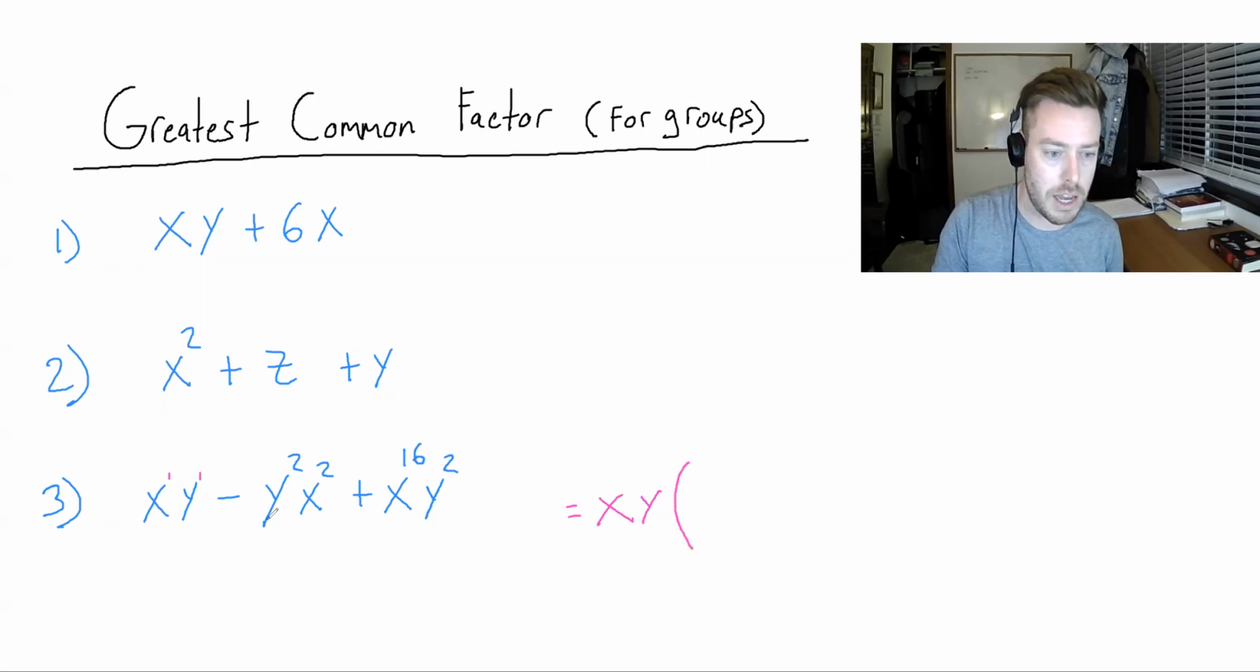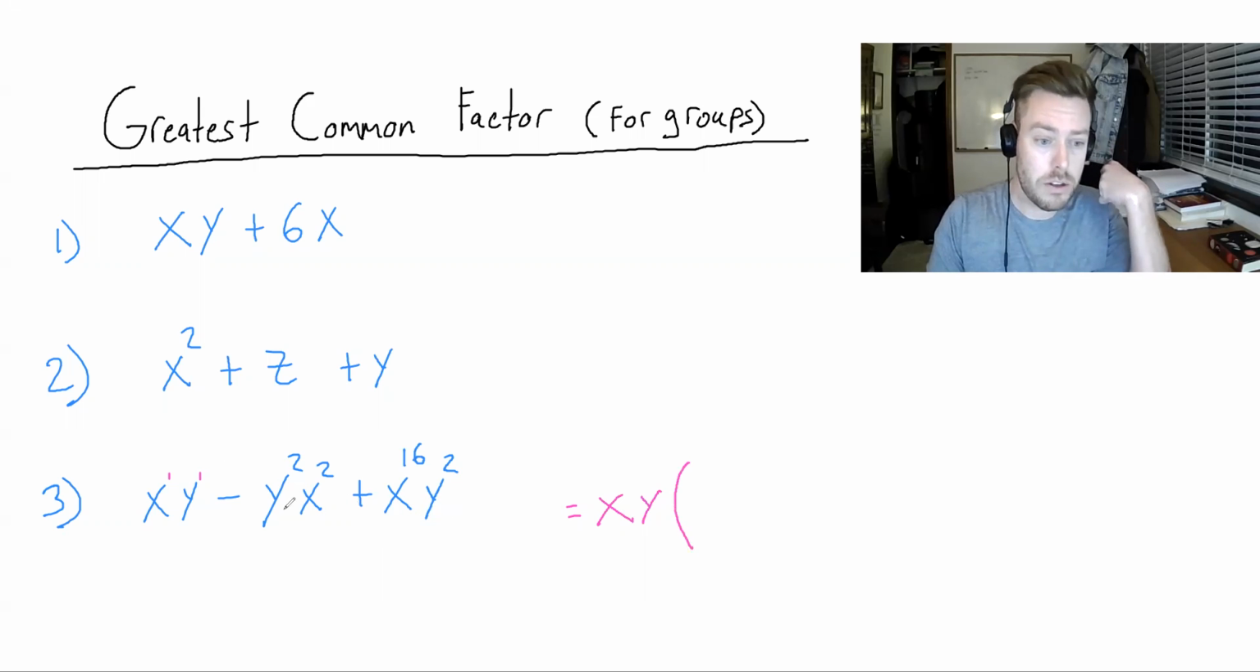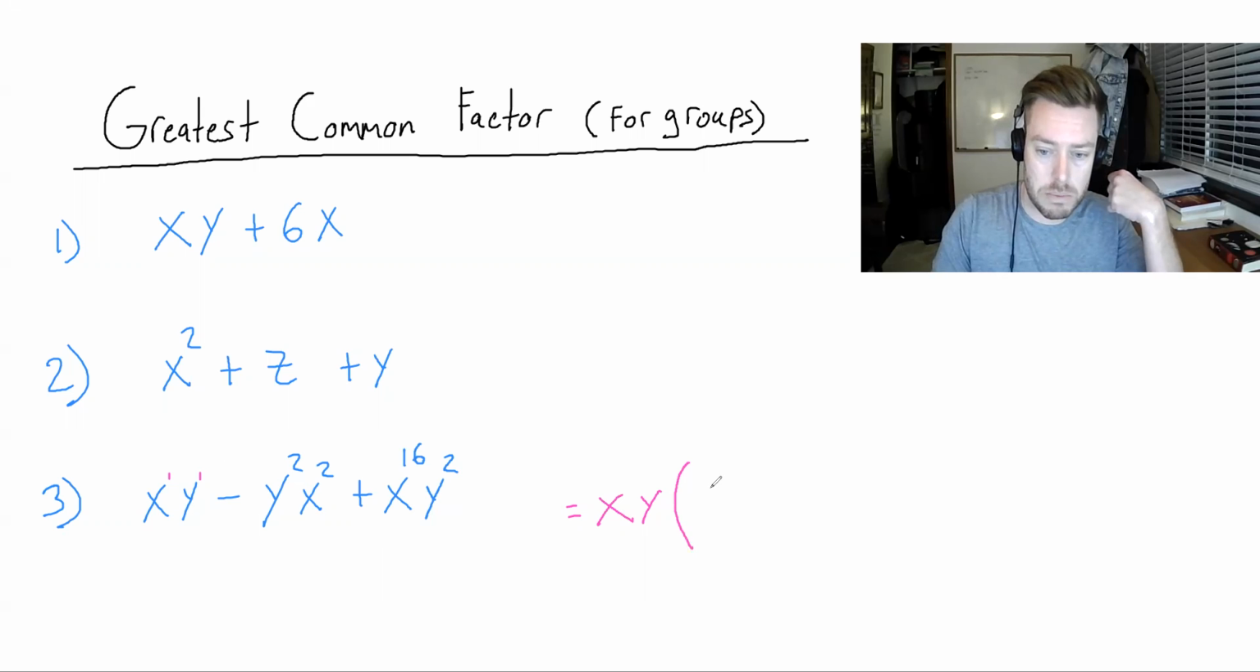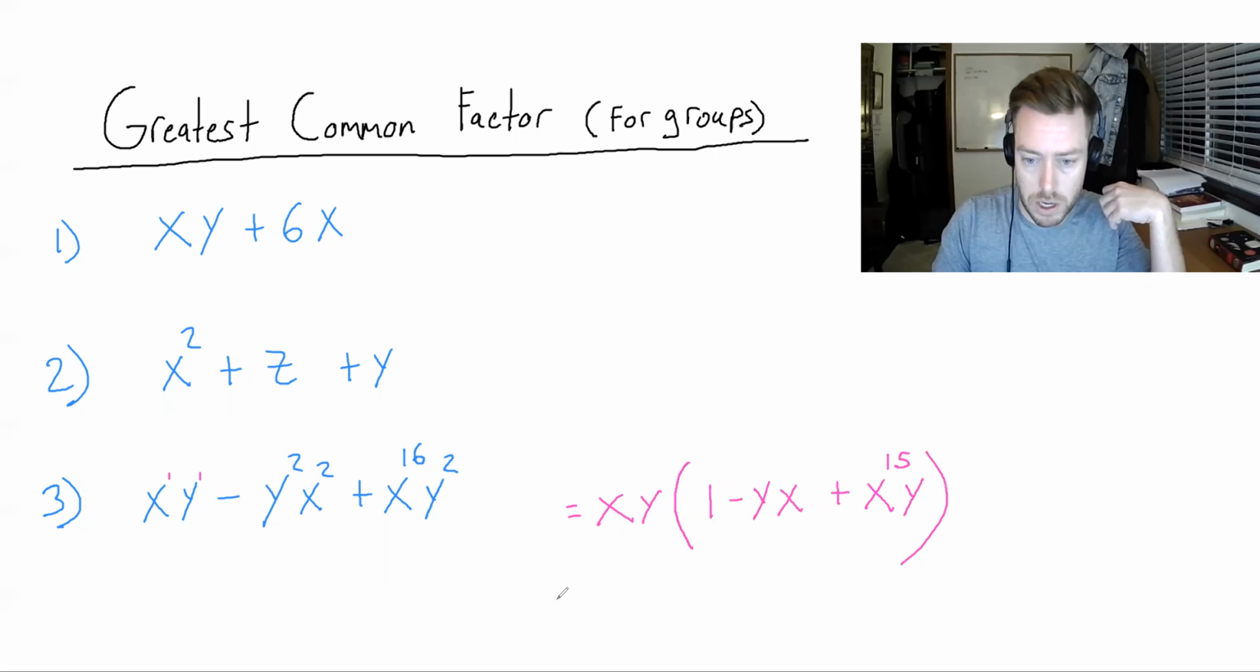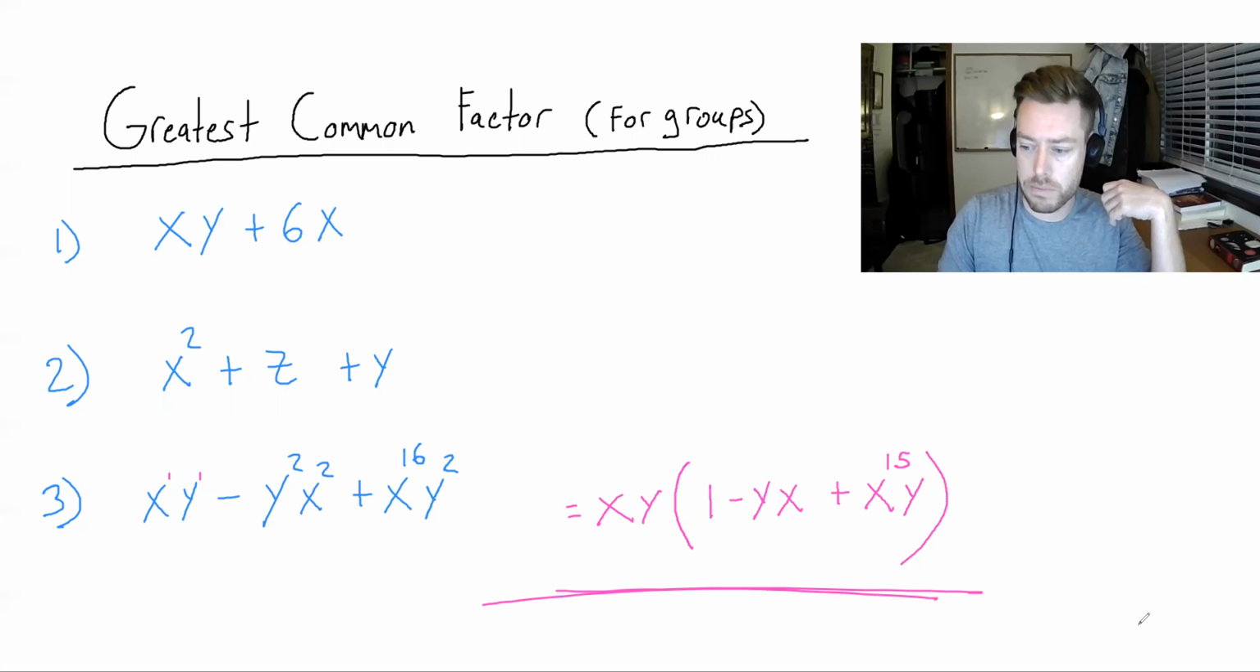Now that we've pulled that out, what does the rest of the expression look like? It would be simply 1 minus, if we take away 1y, and then 1x, it will be that. This one will be simply x to the 15th power because we took away 1. And this will be straight up y to the first because we took away 1y. So this will be your answer.